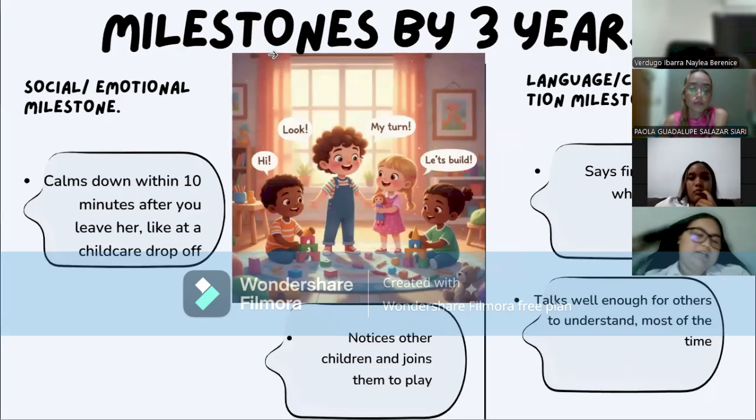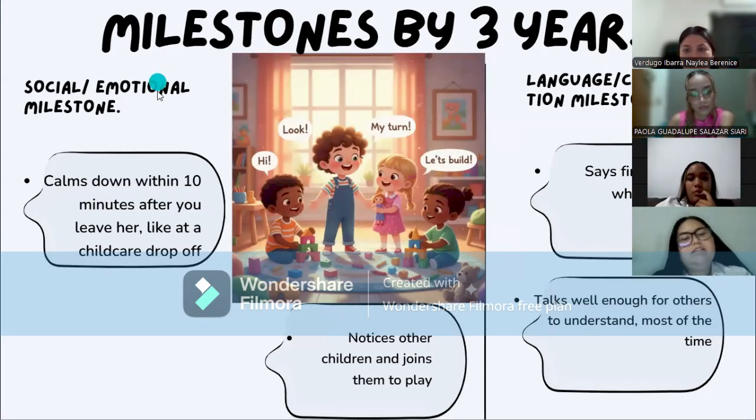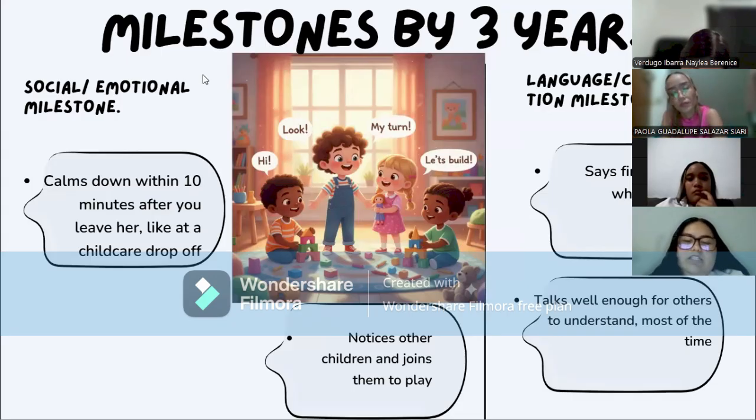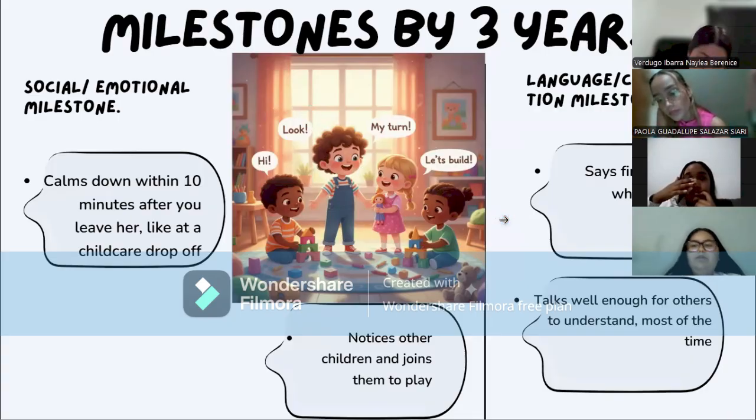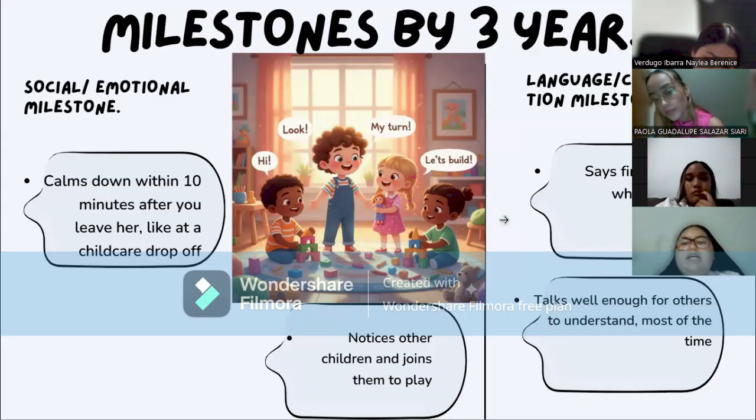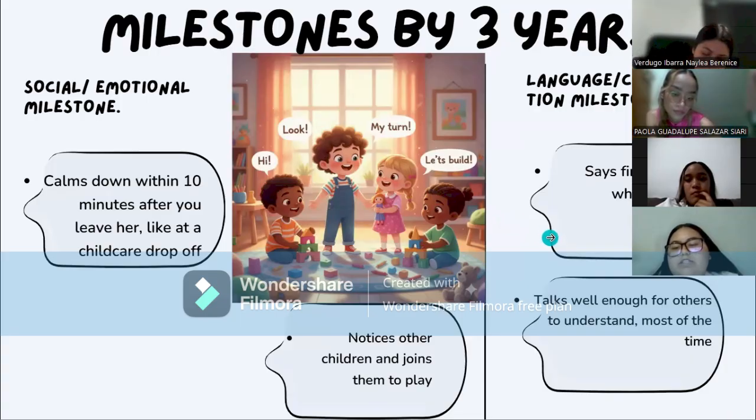Milestones by 3 years. Social emotional milestone: calms down within 10 minutes after you leave him, like at a childcare drop-off; notices other children and joins them to play. Language and communication milestone: says first name when asked; talks well enough for others to understand most of the time.